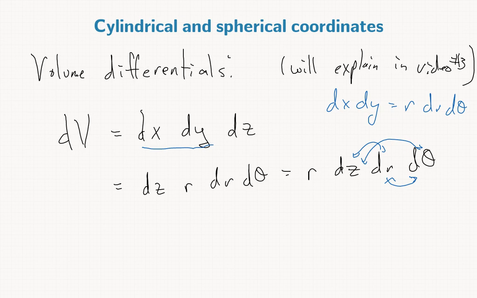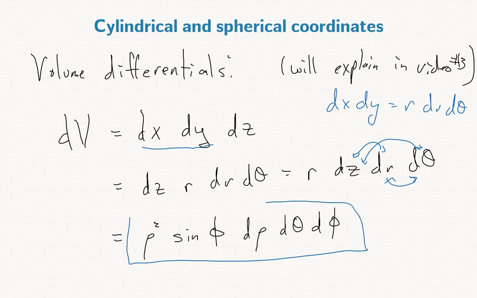The new piece of information is going to be the volume differential in spherical coordinates. So that will be rho squared sine phi d rho d theta d phi. So this is what I will explain a way to get in video number 3. You could derive this by a direct argument, as we did to find the area differential in polar coordinates. Maybe I should have said dA is dx dy is r dr d theta. But I want to explain a more systematic way for figuring these out. So I'll do that in the last video.